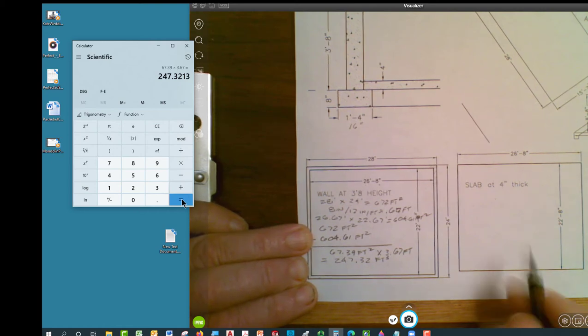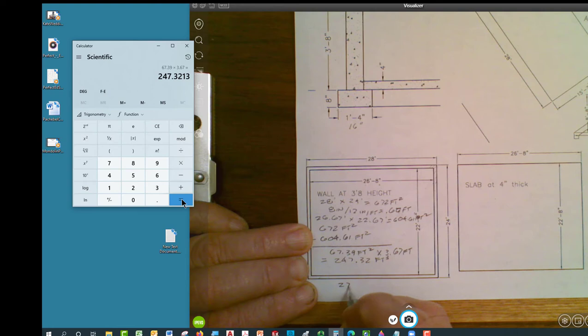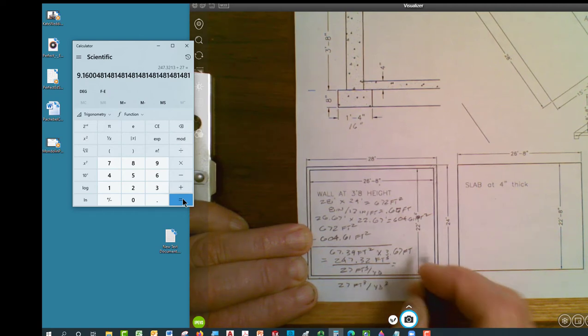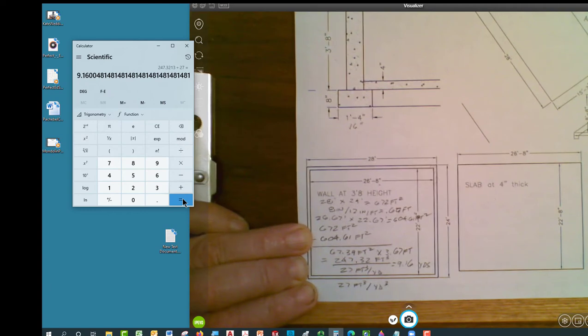But don't forget, there are 27 cubic feet in every cubic yard. So we have to divide that number by 27 cubic feet per yard. When we do, we end up with 9.16 yards. 9.16 yards is how we're going to measure the concrete.